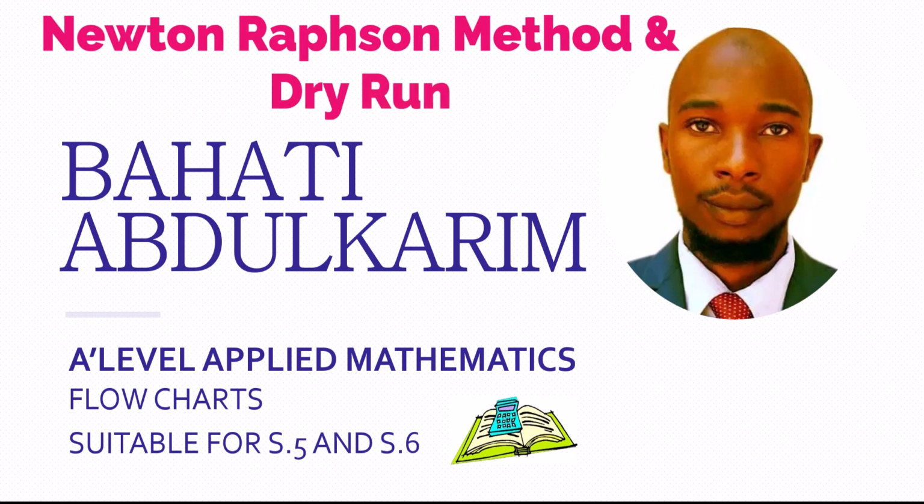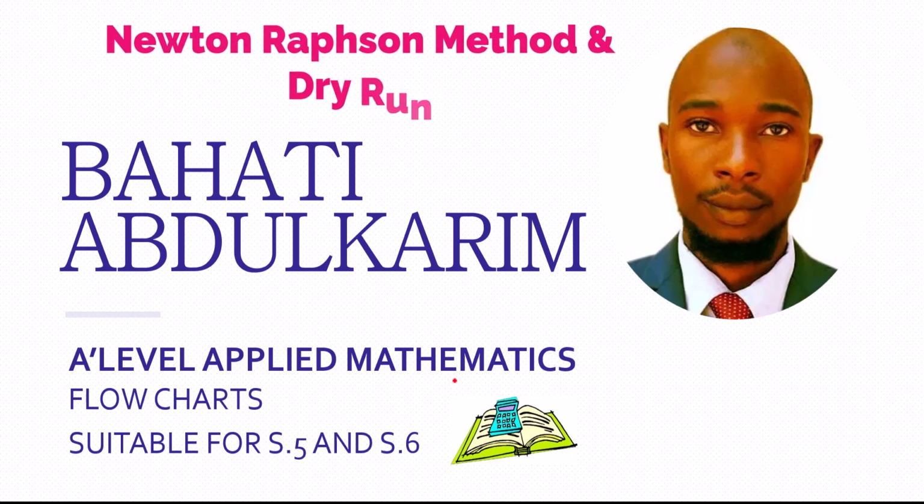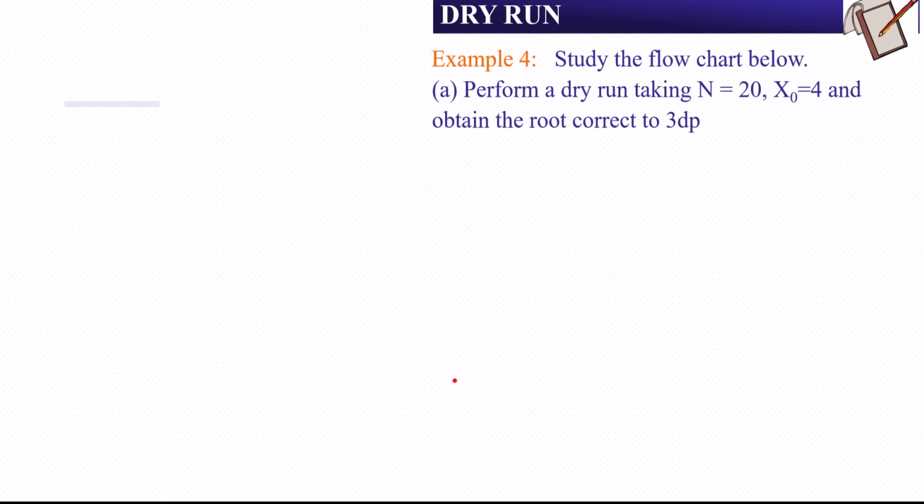We are still on flowcharts, and today we're going to look at our last example on performing a dry run. This example is different in its way. It relates the Newton Raphson's method with flowcharts. Here, they will have drawn the flowchart for you, and you will have to perform a dry run. Our question says, study the flowchart below. That means the flowchart is already drawn for you.